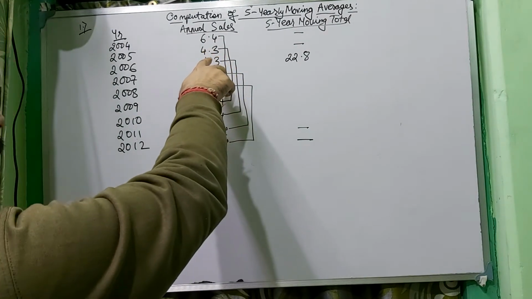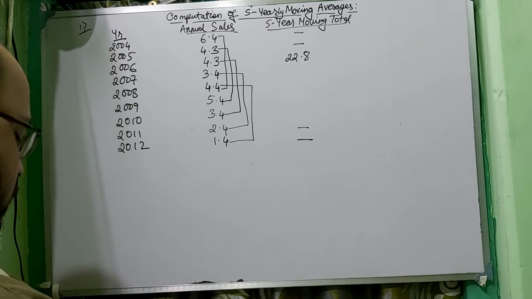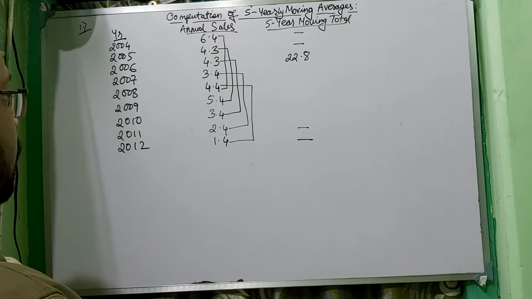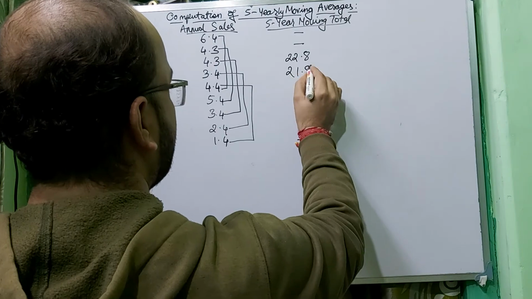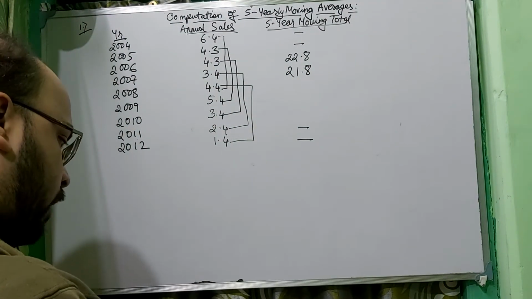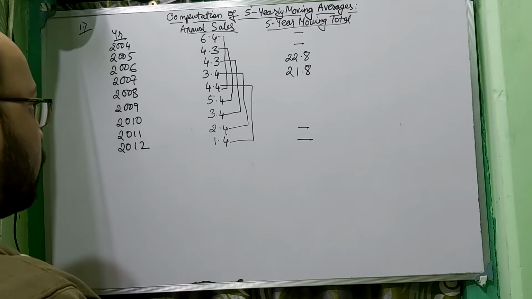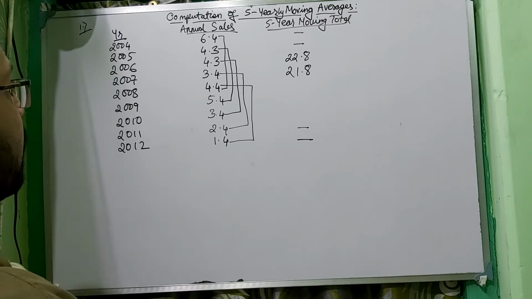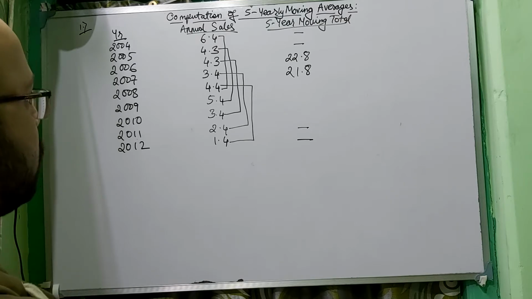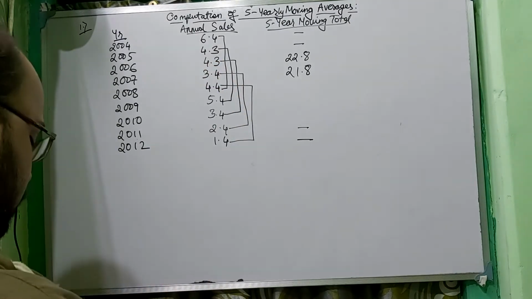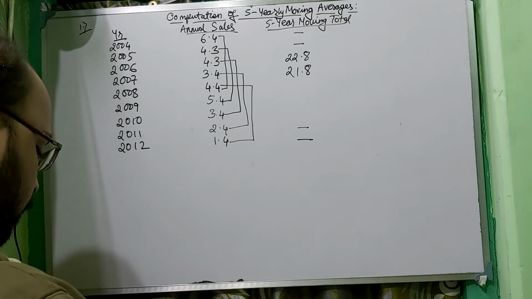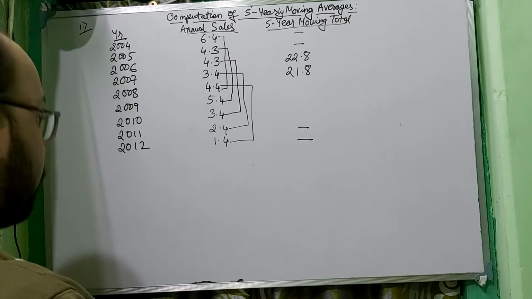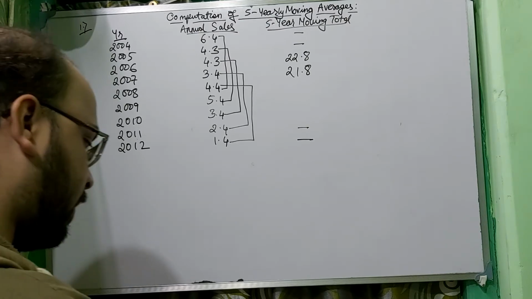Next, it starts from 4.3. 4.3 plus 4.3 plus 3.4 plus 4.4 plus 5.4. Total is 21.8. Next starts from, sorry, starts from this 4.3. 4.3 plus 3.4 plus 4.4 plus 5.4 plus 3.4. It is coming 20.9.